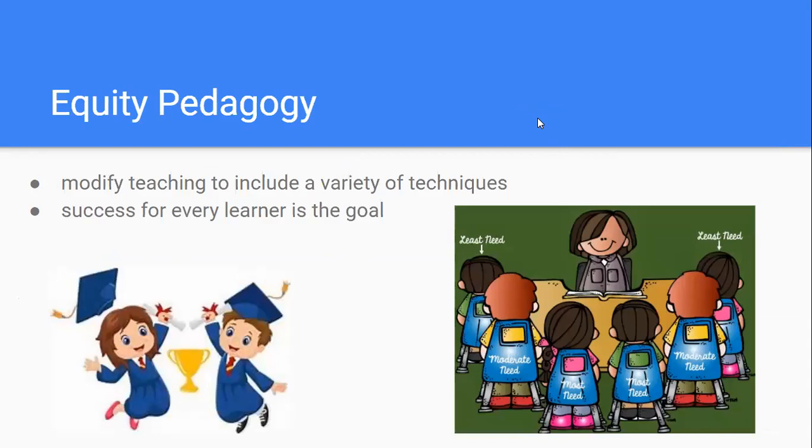All right, so the next dimension we're going to talk about is equity pedagogy. Equity pedagogy occurs when a teacher modifies their teaching to include a variety of techniques that assist culturally diverse students in achieving academic goals. The end goal in using equity pedagogy is that all students of any racial background or gender can succeed in school.